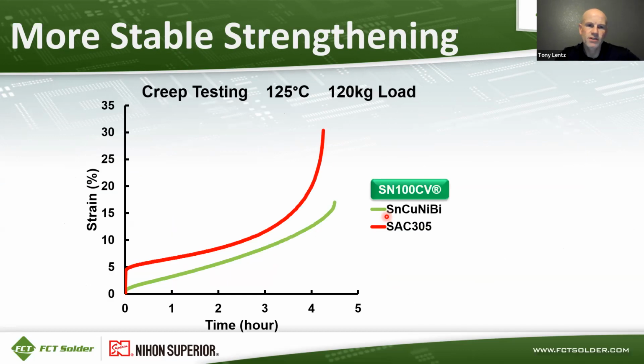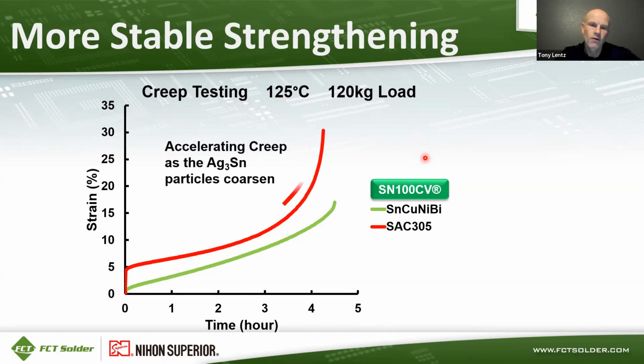Here's creep test data for those two alloys. So you've got the strain percentage on the y-axis and then time in hours on the x-axis. SAC 305 is the red curve, and then the green curve is SN100CV. And this was done at 125C with a 120 kilogram load. You can see that as the Ag3Sn particles coarsen, creep accelerates for SAC 305, whereas with SN100CV, it's more of a linear relationship here. Strain changes more linearly over time.